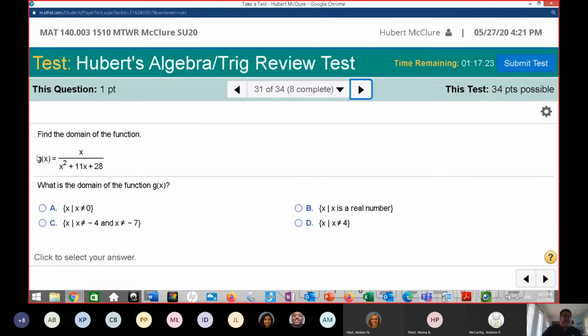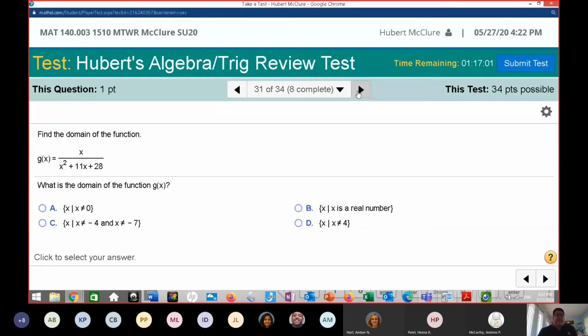I'm trying to hurry. Find the domain. Set the denominator equal to what? 0. Dang old 7 and 4. Dang old 7 and 4 is your answer. Probably, but you need to check it. That wouldn't be -7. Yeah. There's your answer right there, C.